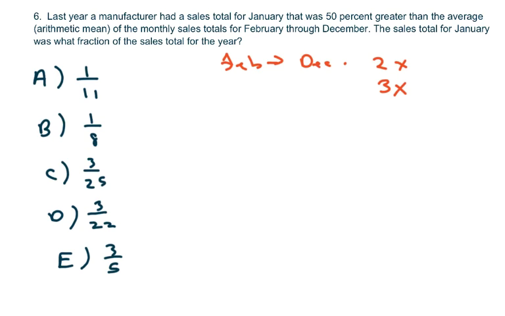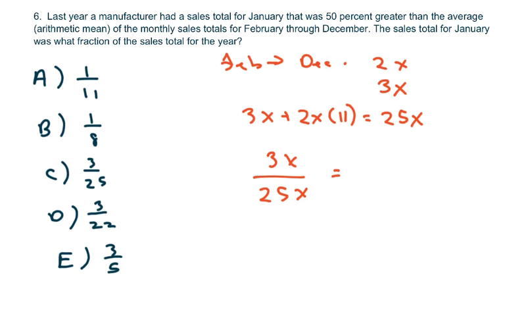In other words, the annual sales are 3x plus 2x times 11 months, and this should equal 25x. And what portion is January? Again, 3x is January. So January's total sales, as a fraction of the total annual sales, is 3x over 25x, which equals 3 over 25. So your answer is 3 over 25, and that is your answer.